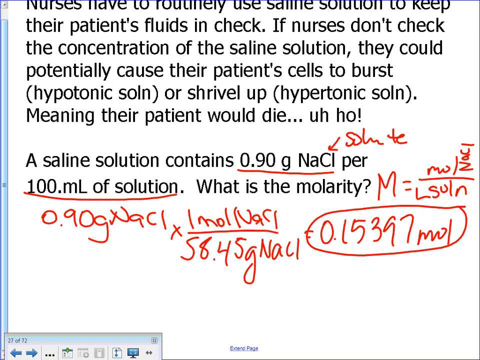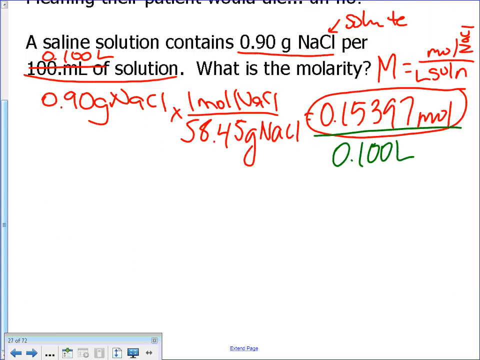Now divide by 0.1, because it has to be in liters of solution, and it's given to us as milliliters. What's that in liters? 0.100 liters. Okay, so I'm going to take this moles divided by 0.100 liters, and then you guys tell me what that molarity is. 1.5. And actually, I'm going to go back and look at sig figs. We see 2 sig figs there, so I'm just going to say 1.5 molar sodium chloride.